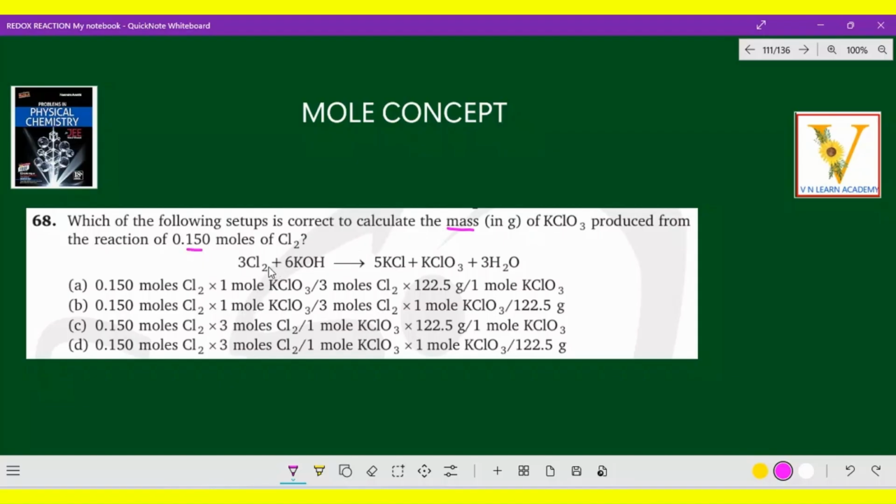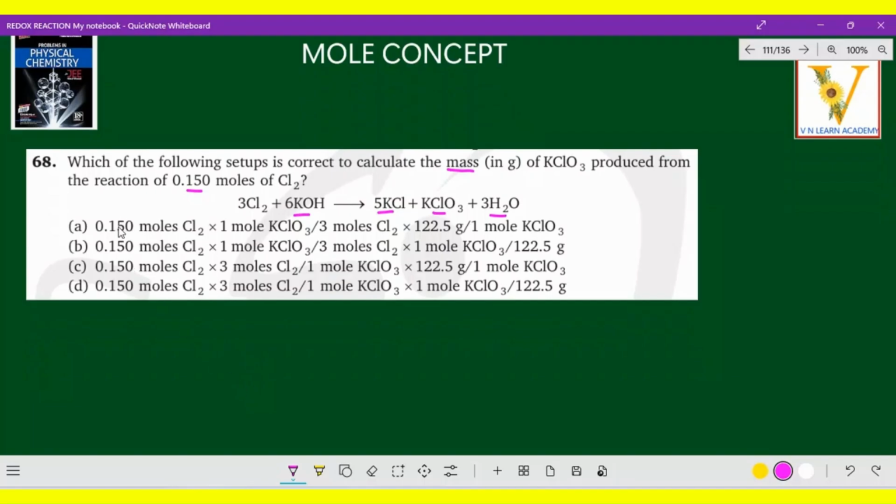Now the equation they have provided: 3 moles of chlorine combined with 6 moles of KOH can provide 5 moles of KCl, 1 mole of KClO3 and 3 moles of H2O. Now the question they are asking about: 0.150 moles of chlorine into 1 mole of KClO3 divided by 3 moles of chlorine into 122.5 gram divided by 1 mole of KClO3. As we are seeing the options, the same thing, but something differs. Here, calculate the mass in grams of potassium chlorate produced from the reaction of 0.15 moles of chlorine.